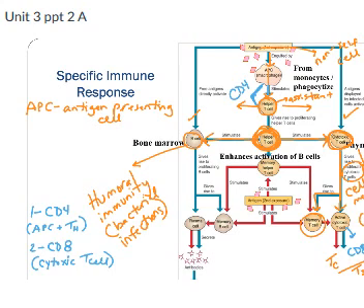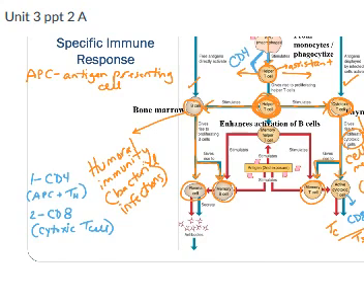Same thing happens as on the other side. One of the two aspects: memory B cells are proliferated or made. And then something unique occurs. B cells make plasma cells. Plasma cells have one job, and that is to secrete antibodies. This doesn't happen with T cells. Antibodies are only related to B cells.